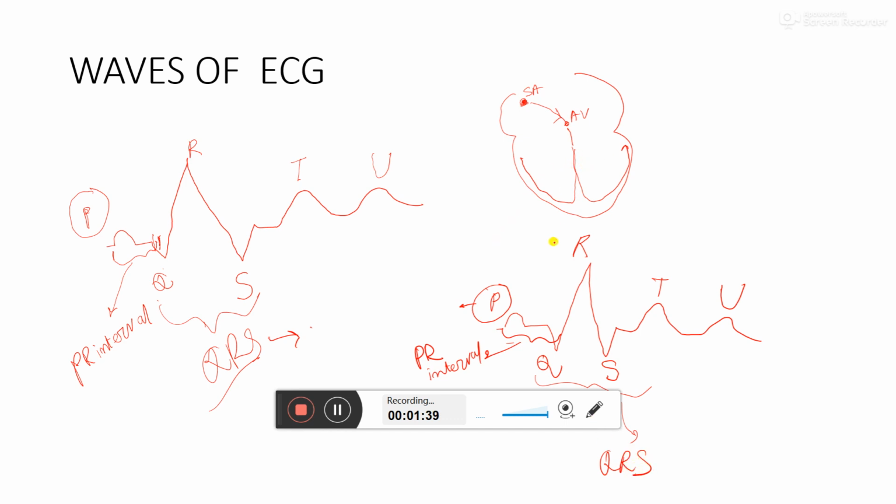The QRS complex represents ventricular contraction, followed by the T wave, which represents ventricular relaxation, and in between is the ST segment. The ST segment represents the time between ventricular contraction and ventricular relaxation, and sometimes the U wave is seen.